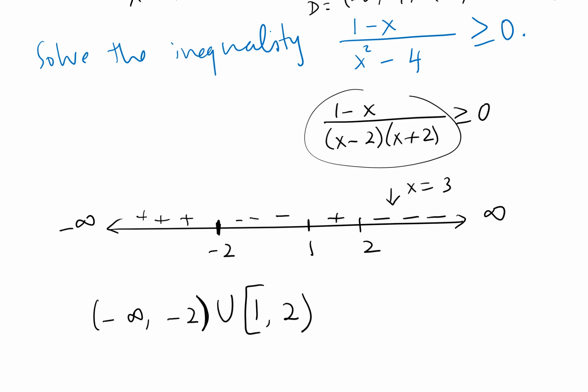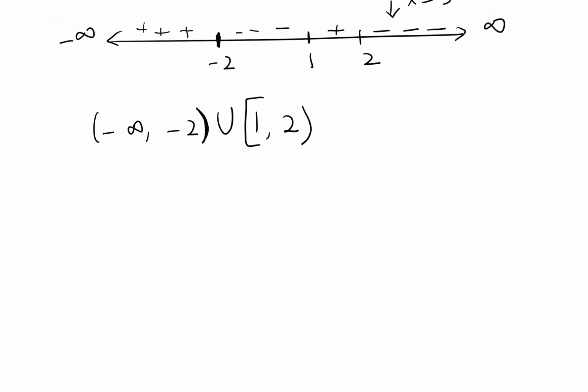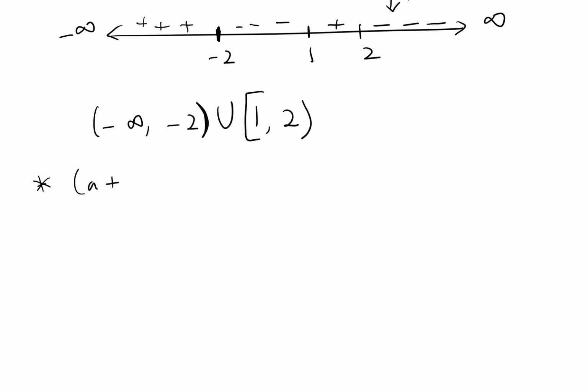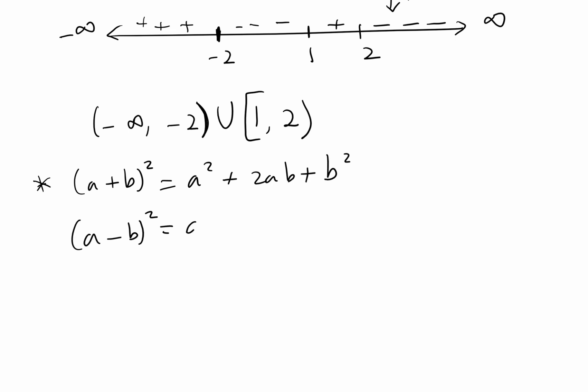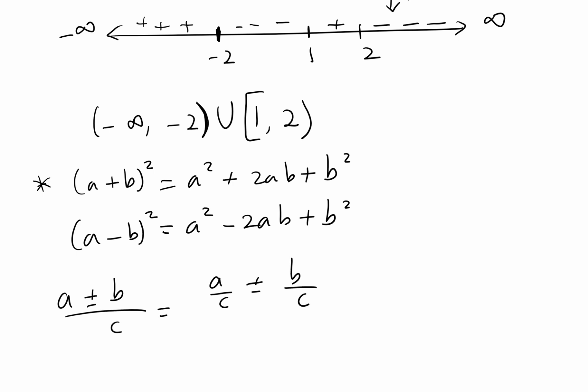You don't need any calculator on a test. Make sure to know these formulas: a plus or minus b squared, which is a squared plus 2ab plus b squared, and its use. a minus b squared, which is a squared minus 2ab plus b squared, and its use. If you have a plus or minus b over c, it's a over c plus or minus b over c. These properties are important.